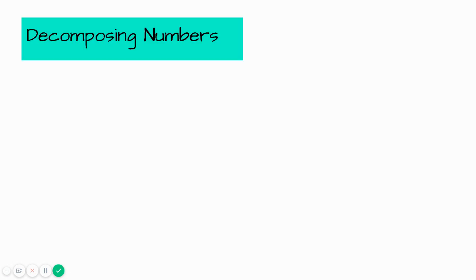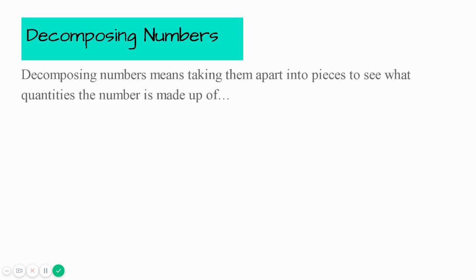Now we're going to look at some more examples and talk about what it means to decompose numbers. So decomposing numbers means taking them apart into pieces to see what the quantity of that number is truly made up of. Like, how can we rename a number in different ways? Okay, and let's look at some examples, the best way to understand it.